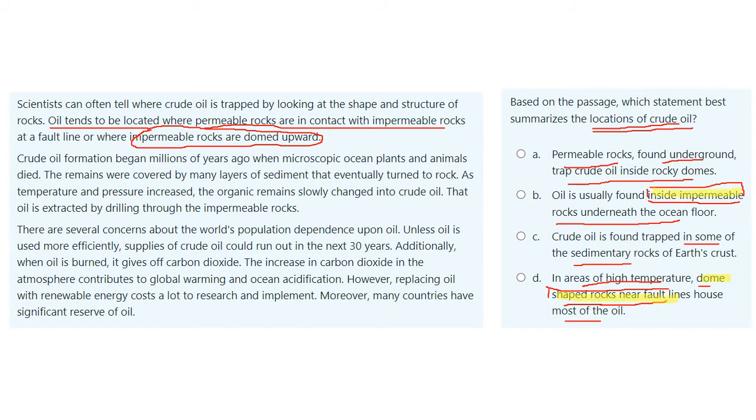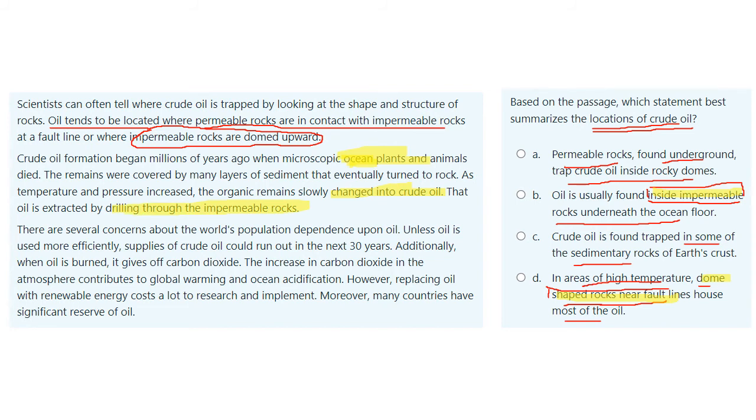Let's continue. Crude oil formation began millions of years ago when microscopic ocean plants and animals died. The remains were covered by many layers of sediment that eventually turned to rock. As the temperature and the pressure increased, the organic remains slowly changed into crude oil. So the ocean plants slowly changed into crude oil. That oil is extracted by drilling through impermeable rocks.